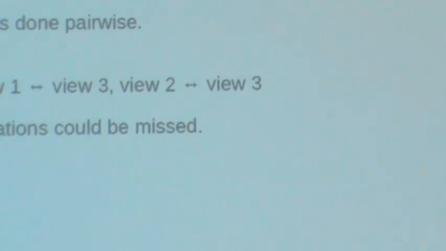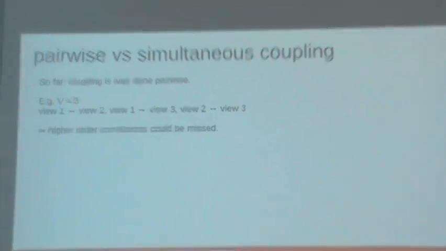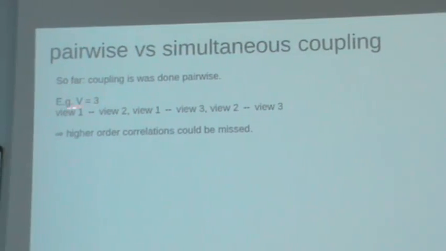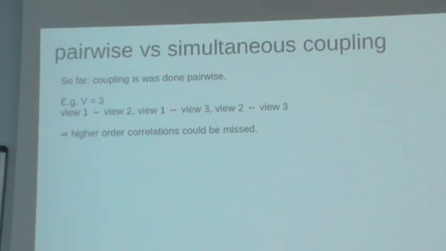So if we go back to our multi-view learning, we can look at pairwise versus simultaneous coupling. What we did so far was pairwise coupling. So we looked at correlation between view 1 and view 2, view 1 and view 3, and view 2 and view 3. If you think back about the multi-view least squares support vector model, we had this coupling term between view 1 and view 2, view 2 and view 3, like this. This can work quite well in most problems, but higher order correlations can be missed.